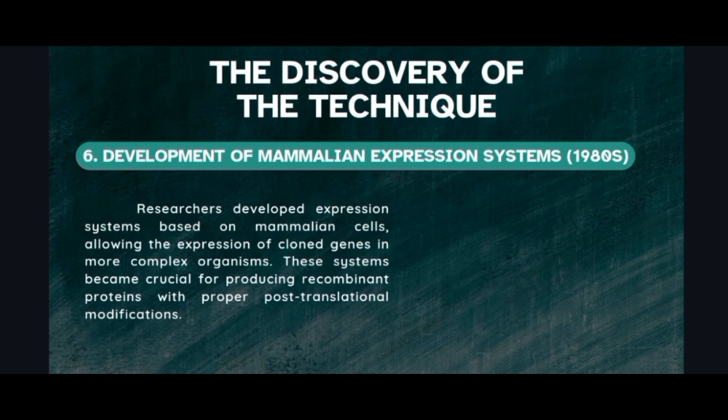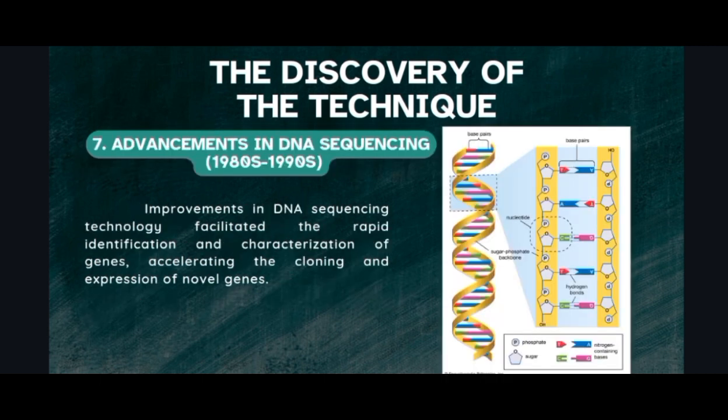Seventh is the advancement in DNA sequencing. Improvements in DNA sequencing technology facilitated the rapid identification and characterization of genes, accelerating the cloning and expression of novel genes. So, advancements in DNA sequencing have greatly influenced cloning and protein expression. Researchers can now accurately select and clone genes of interest, leading to more targeted studies and protein production.